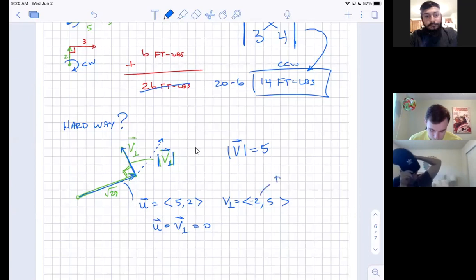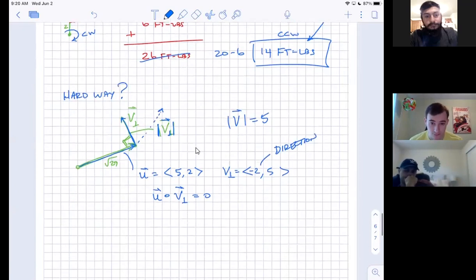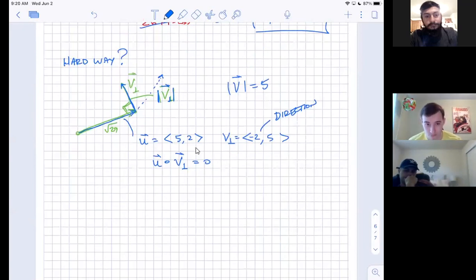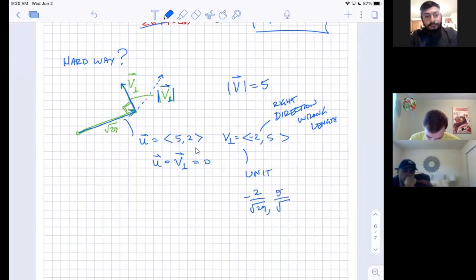Well, would you agree this is the right direction? Well, let's use what we just did with projection. Let's use the logic of that. It's got the right direction, but it's not the right length. So right direction, wrong length. But how do we fix that? Well, it's pretty easy to fix actually. We make it a unit vector. So the unit version of this, since that distance is also the square root of 29, would be -2 over the square root of 29 and 5 over the square root of 29.